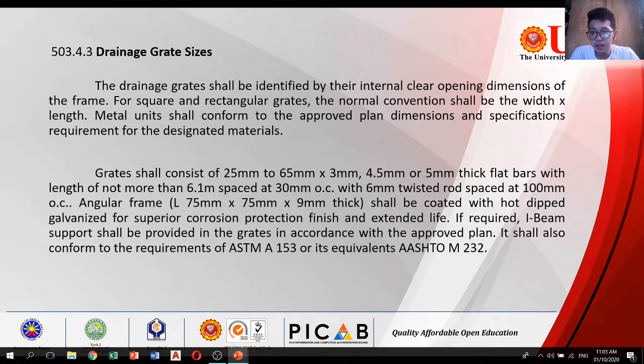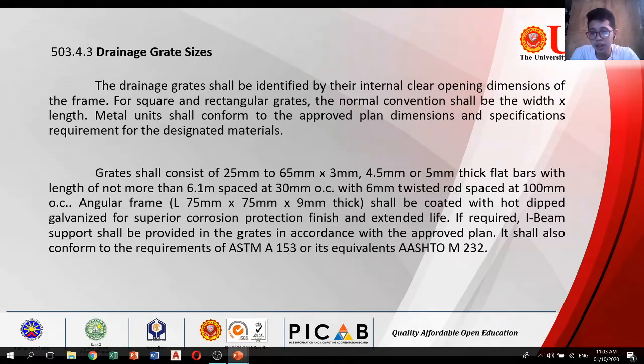Drainage grade sizes. The drainage grades shall be identified by their internal tier opening dimensions of the frame. For square and rectangular grades, the normal convention shall be width x length. Metal units shall conform to the approved plan dimensions and specification requirements for the designated material.